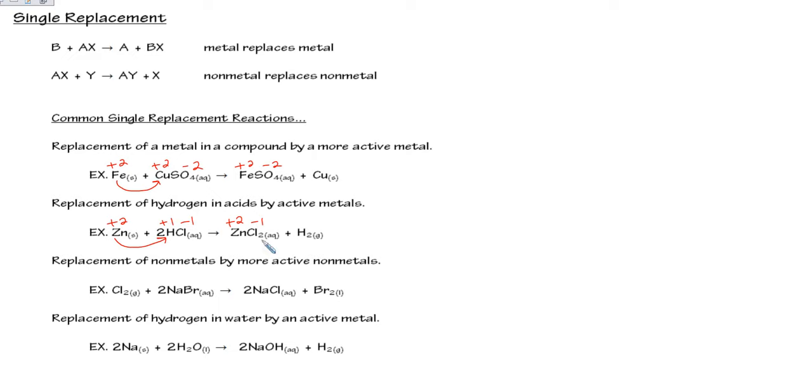Now my other product will be hydrogen, who is diatomic when he's an element. So that would be something to look out for. And then finally, once I'm pretty confident I got the products written, I would balance the reaction.